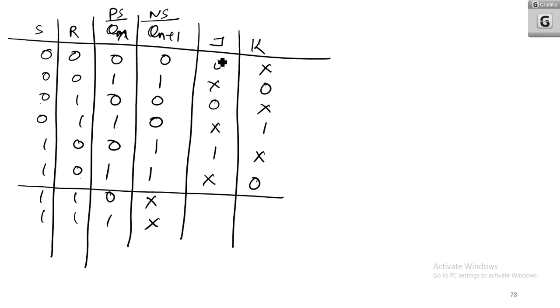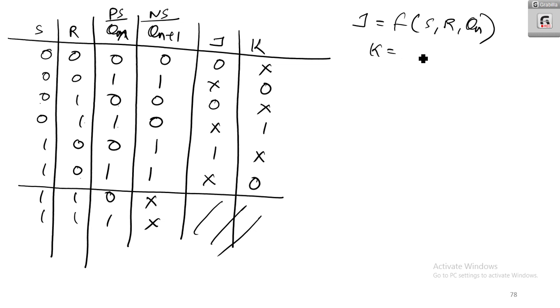Now we need to write expressions for J and K in terms of S, R and Qn. Because here we have no need to consider these two states, as there is nothing like don't care in the next state of J and K, we can consider that also as don't care, no issues. Now coming into the K-map, you need to write J as a function of S, R and Qn, and K as a function of S, R and Qn. That is the basic requirement what we have.